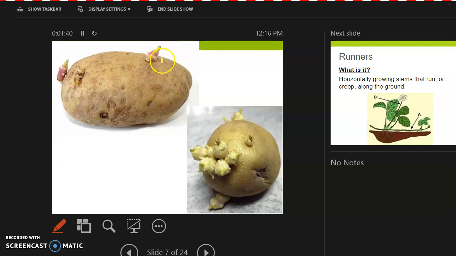So here you go. This is what a potato looks like. If we left it like this and we planted it, it would grow from these spots right here. Okay, so those are going to be your tubers.